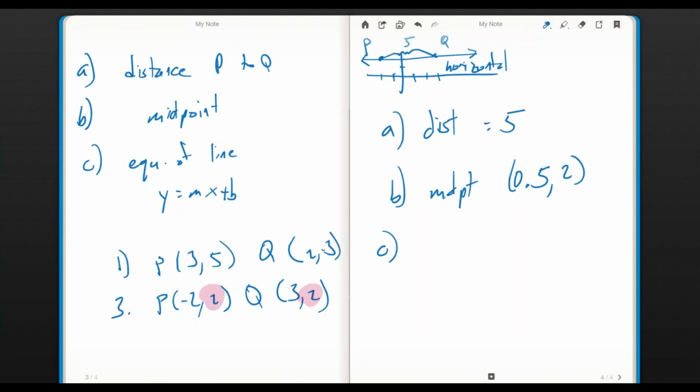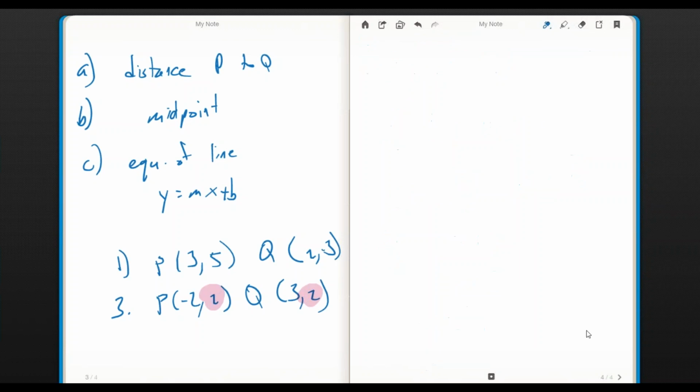Part C, the equation of the line, a line that is horizontal, has a slope of 0. The y-intercept, of course, is 2. I know the y-intercept is 2 because it touches at y equals 2. And so that is actually the equation of the line. Every point on that line has one characteristic the same, and that is the y value is equal to 2. So hooray for easy problems.